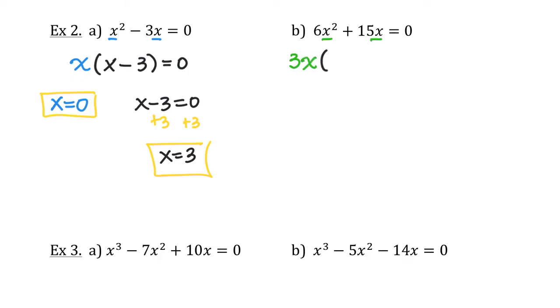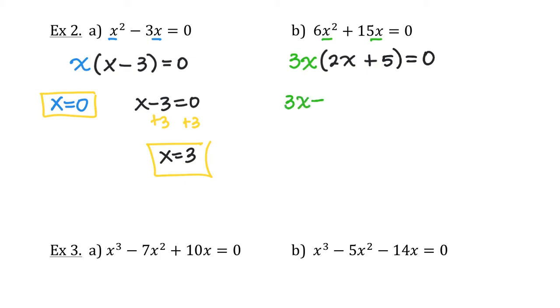Okay, now if I take out 3x, 3 times 2 is 6. X times x is x to the second. 3 times 5 is 15. And then 3x, 5x, I have enough x's. Okay, this looks good. It's in factored form. I'm going to go ahead and solve it.